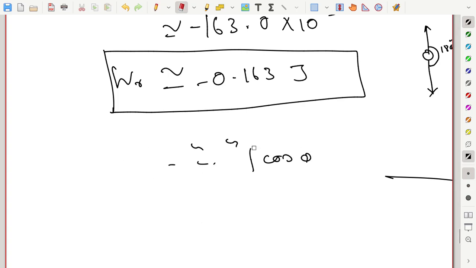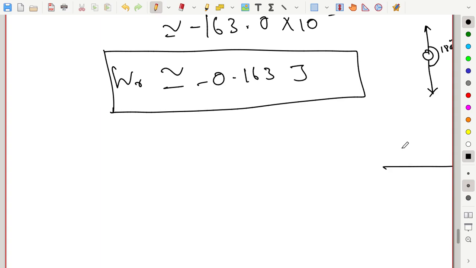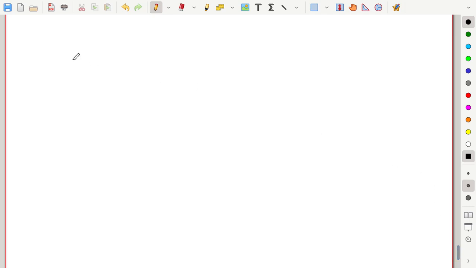So this is the idea. This is the problem they asked to solve, and we have solved it. The negative sign implies the work done by the resistive force is against the displacement. It's opposite in direction to the displacement. Okay, so let's move on to the next problem, which is 5.15.